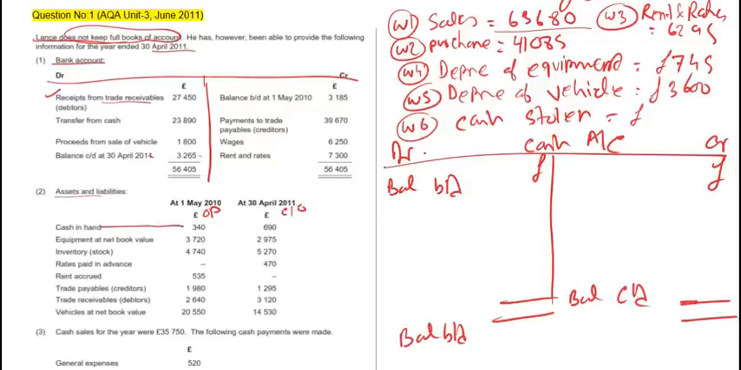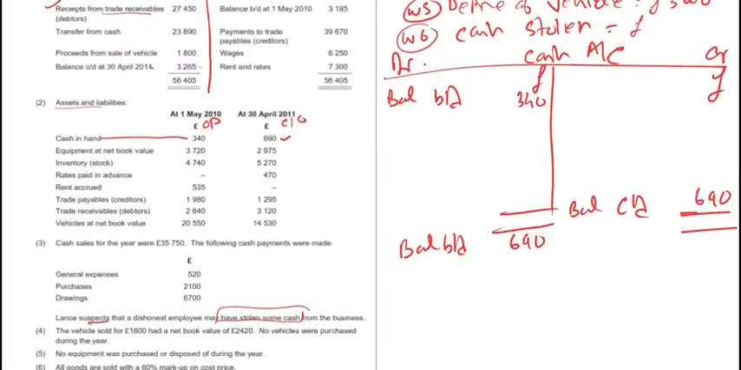Okay, what is your cash opening? 340, and the closing 690. Okay, any cash in? We can see at the bottom cash sales during the year, 35750. So yeah, sales makes your cash go up. It's cash sales, 35750, and quite a few cash outgoings. All these three items are going out.